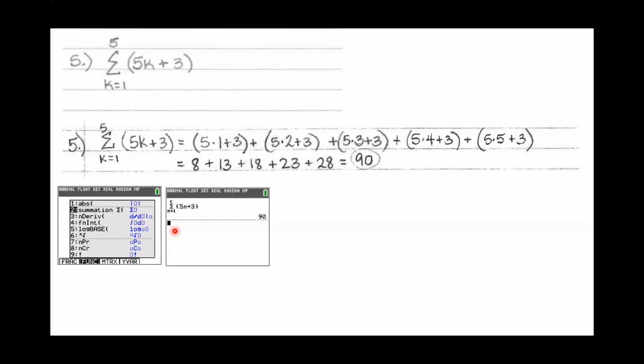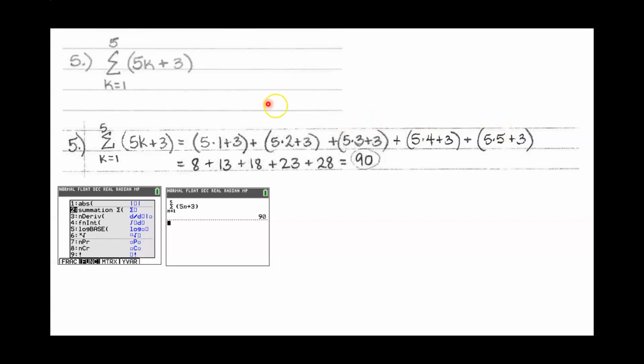All right, then for number 5, we have a summation from 1 to 5 of 5k plus 3. So this is our lower limit of summation. We're going to start by plugging in 1, and then we're going to plug in 2, and then plug in 3, and then plug in 4, and plug in 5. And I stop when I get to 5 because this is my upper limit of summation. So I went through, and first I'm going to plug in 1, so 5 times 1 plus 3, then plug in 2, 5 times 2 plus 3, plug in 3, plug in 4, and plug in 5.